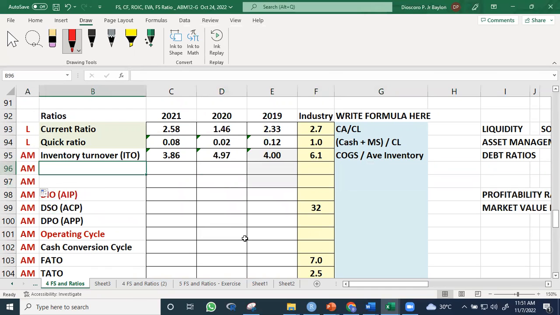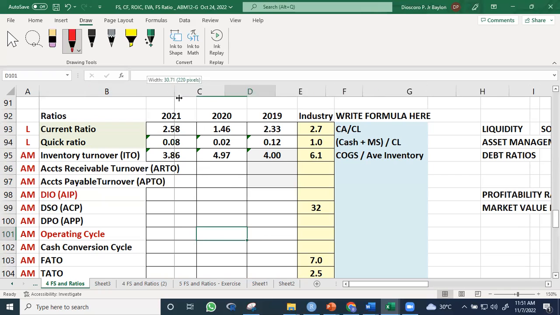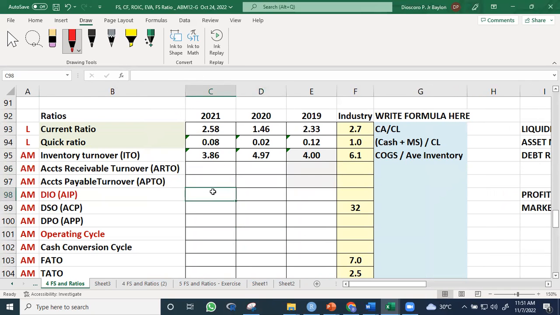Okay. Let's include here ARTO. Accounts receivable turnover. Okay, so this is your ARTO. And here, accounts payable turnover. This is your APTO. Okay, let's discuss these two others. Yung ARTO naman, yung una kanina, AITO, then you have ARTO, accounts receivable turnover, and then APTO.